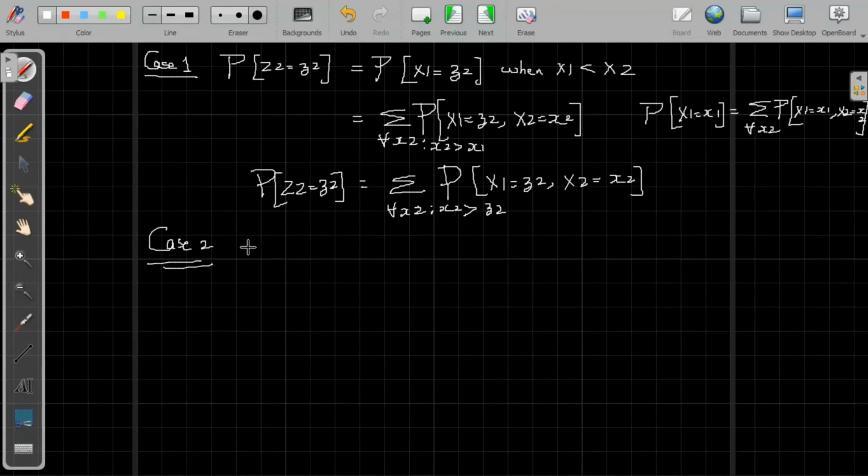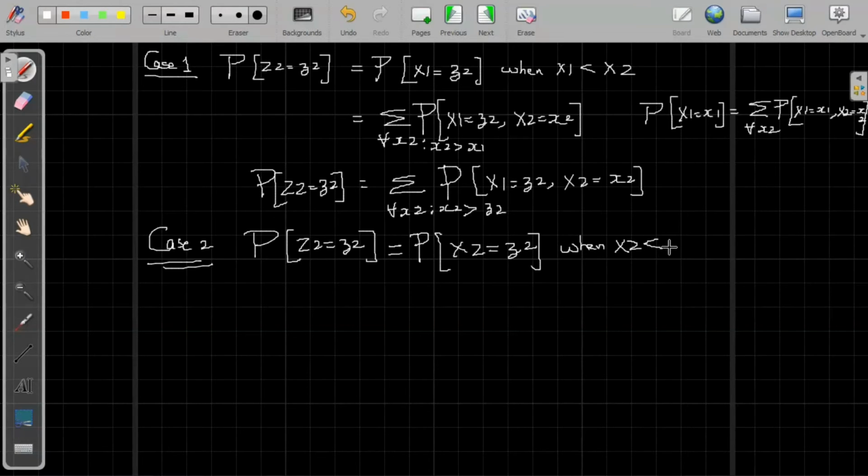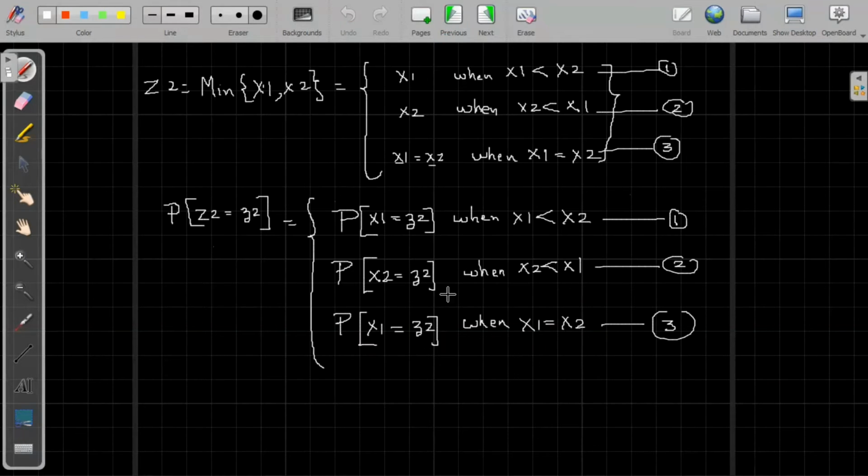we have probability z2 is equal to z2 will be equal to probability x2 is equal to z2 when x2 is less than x1. This we know from our previous discussion here.